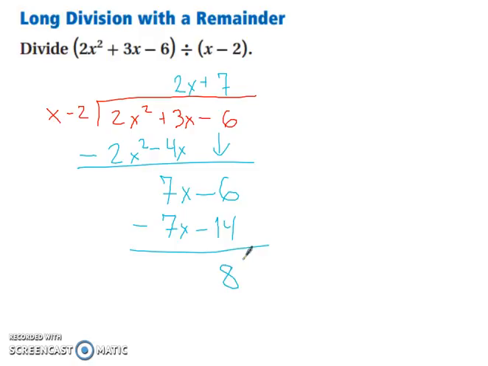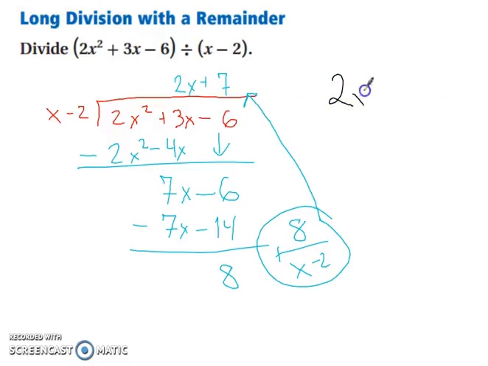That's our remainder. So how to write our remainder is if it's positive, it would be a plus. If it was negative, it would be a minus. So our remainder would end up coming out, so we have 8 over x minus 2, and it's positive. We're basically going to take this value and we're just going to add it to the back side here. So we're going to have 2x plus 7 plus 8 over x minus 2.